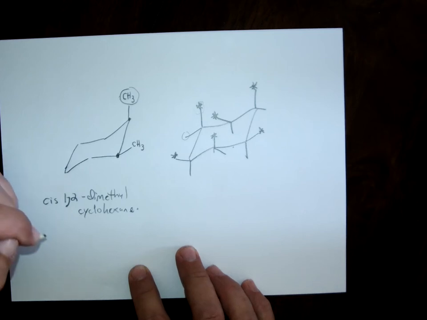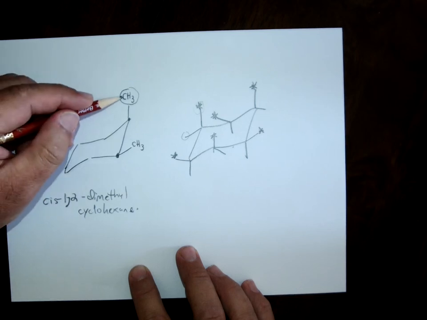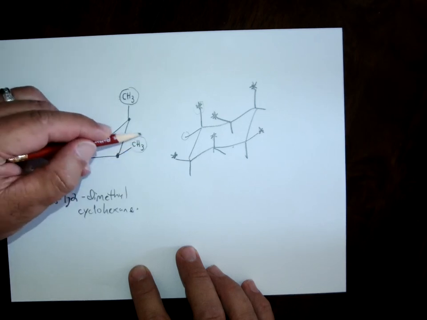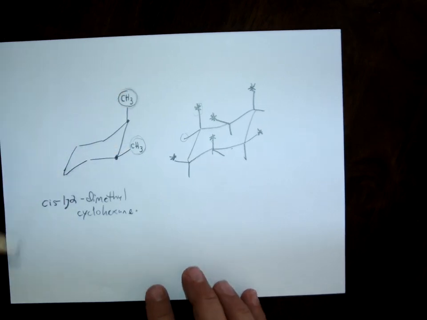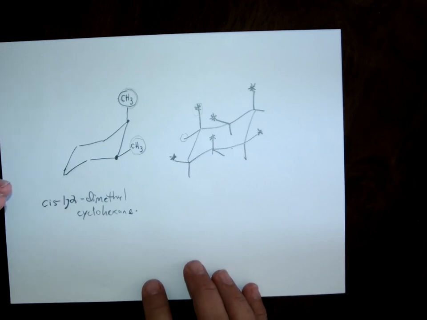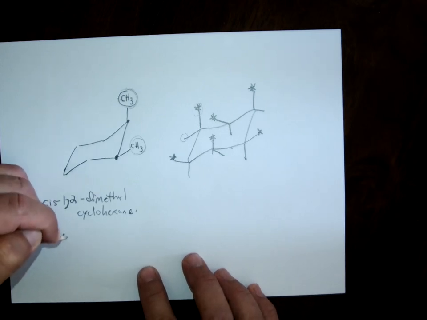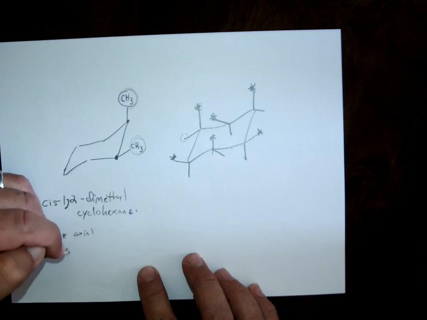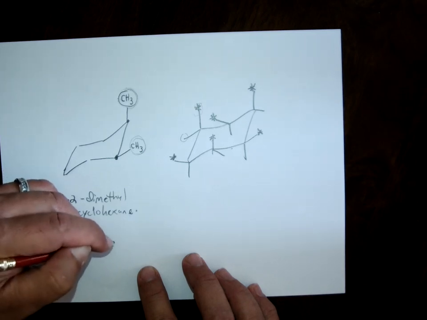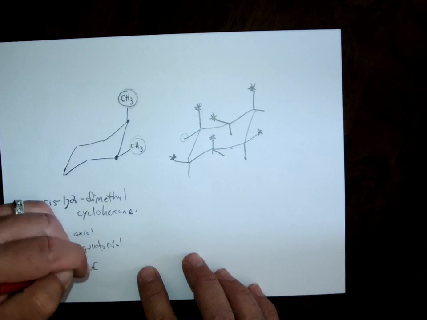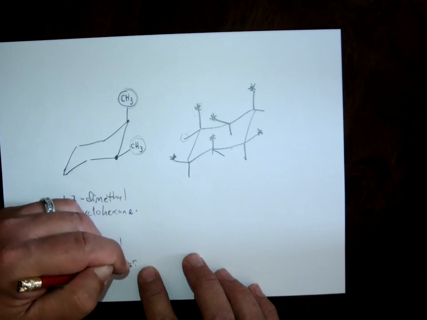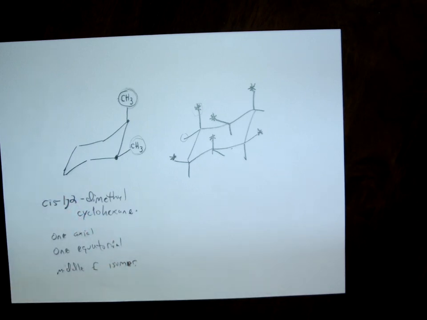So this one is going to be sort of a medium energy, or the middle energy one, because equatorial ones are lower in energy, axial positions are higher in energy, so 2 axial highest energy, 2 equatorial lowest energy. This one is going to be 1 axial, 1 equatorial, so that's sort of the middle energy isomer as we work through the different possibilities.